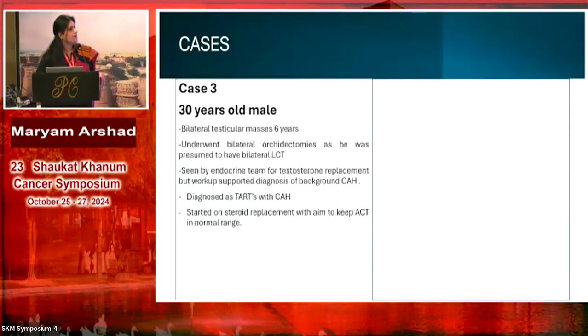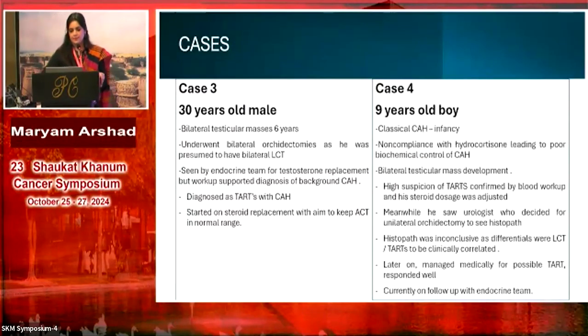Third case, regarding a 30-year-old male, he had bilateral testicular masses. He didn't have a history of CAH actually. He had subclinical CAH that was undiagnosed. So he underwent bilateral orchidectomies outside SKM and was referred later on to the endocrinology clinic for testosterone replacement. Seen by the endocrine team, workup for CAH was ordered and turned out to be positive. He was given steroid replacement with the aim to keep his ACTH levels in normal range to prevent pituitary hyperplasia.